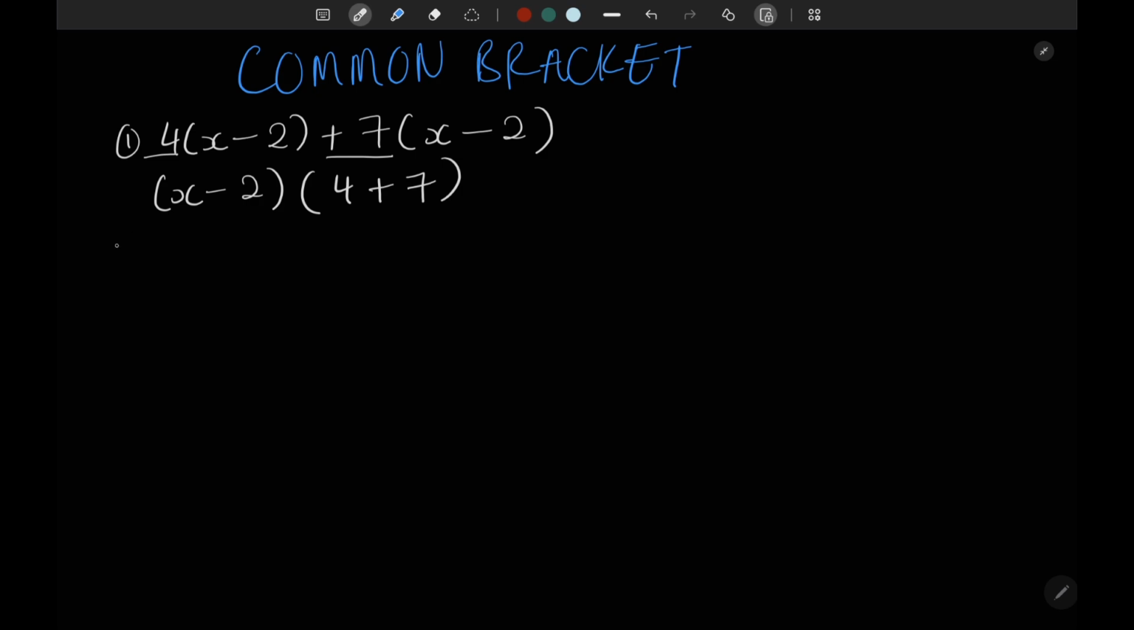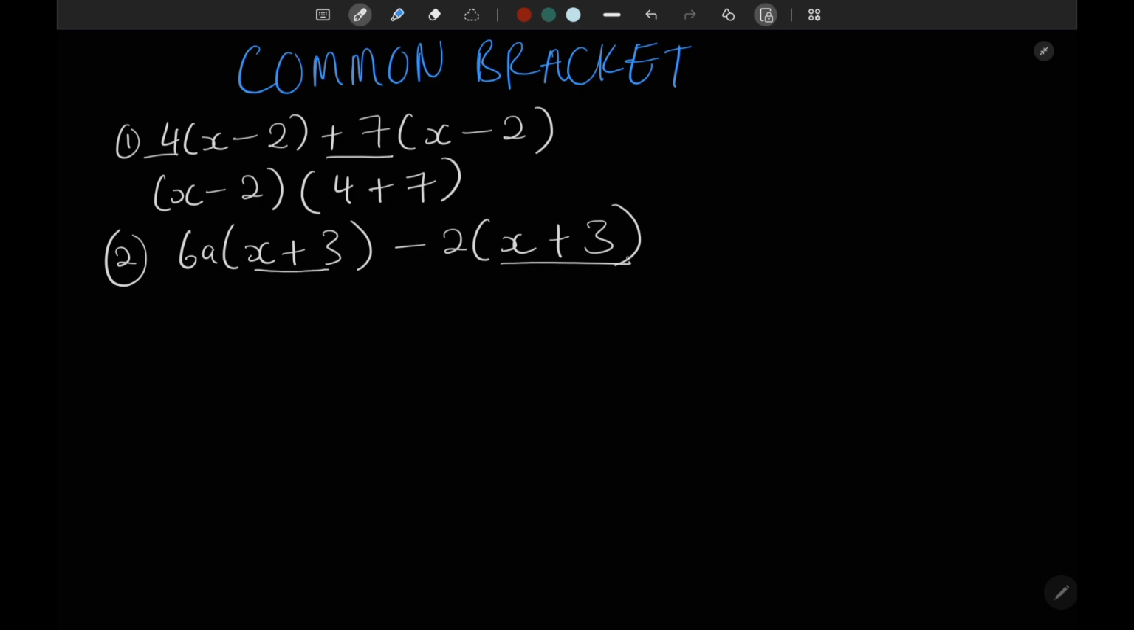Now let's do the second example. Number 2, let's do 6a(x + 3) - 2(x + 3). What's the first step? You find your common bracket. You have x + 3 here and x + 3 there. Write it in the first bracket, x + 3. And in the second bracket, you have 6a - 2. 6a - 2 is what's outside. You write that in the second bracket.